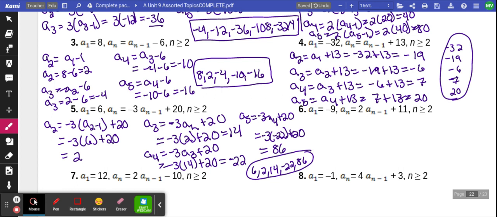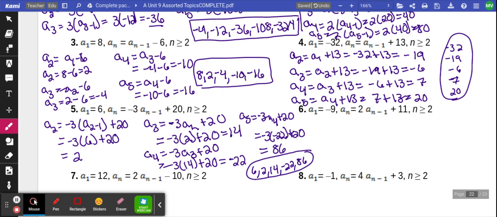So number 3, I did a sub 2 equals a sub 1 minus 6. So a sub 2 is 2. Then a sub 3 is a sub 2 minus 6. So I did 2 minus 6, which is negative 4. Continued that. So my first 5 terms are 8, 2, negative 4, negative 10, negative 16.